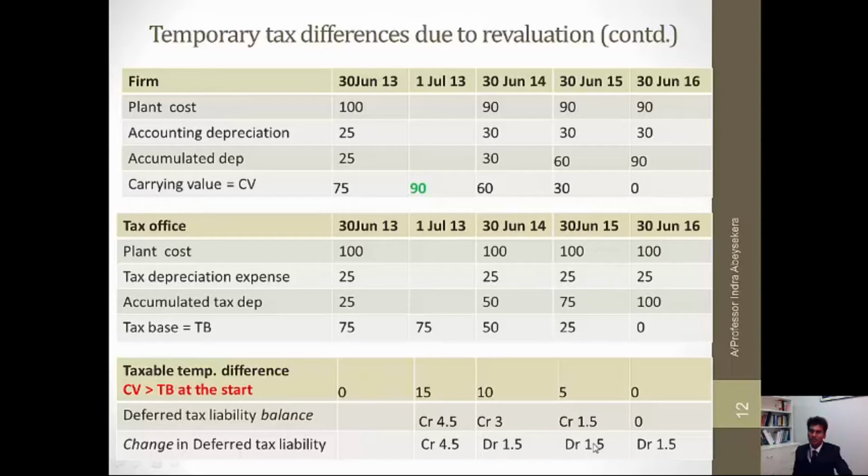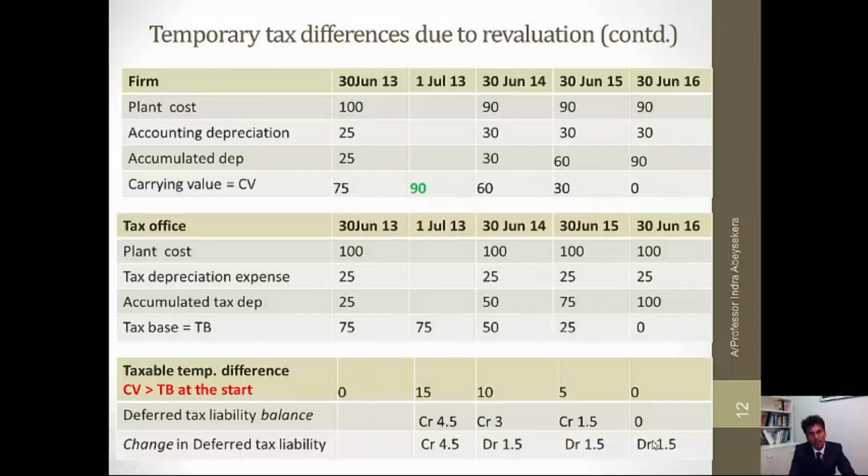And then next year, carrying value is 0, tax base is 0. There is no taxable temporary difference. It should be 0. But we have a deferred tax liability balance of 1.5. We need to decrease that to 0. We debit deferred tax liability 1.5.